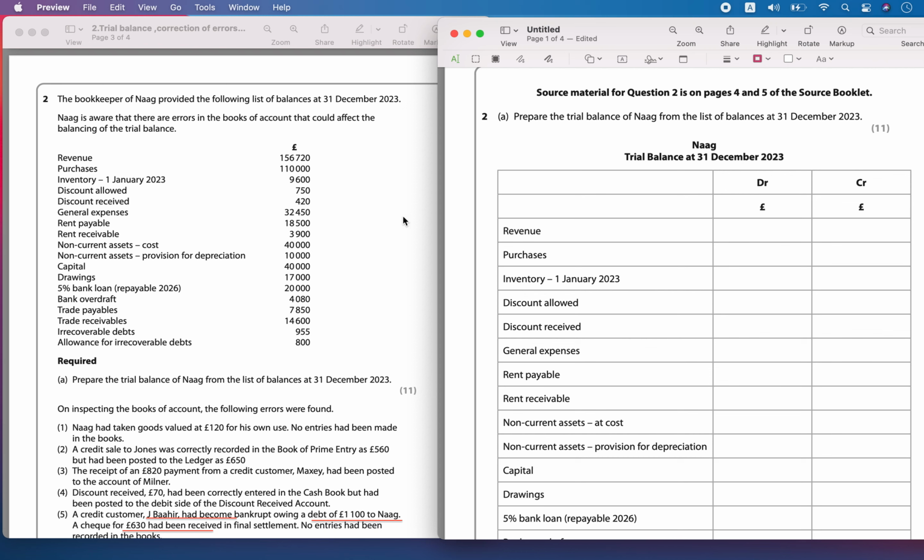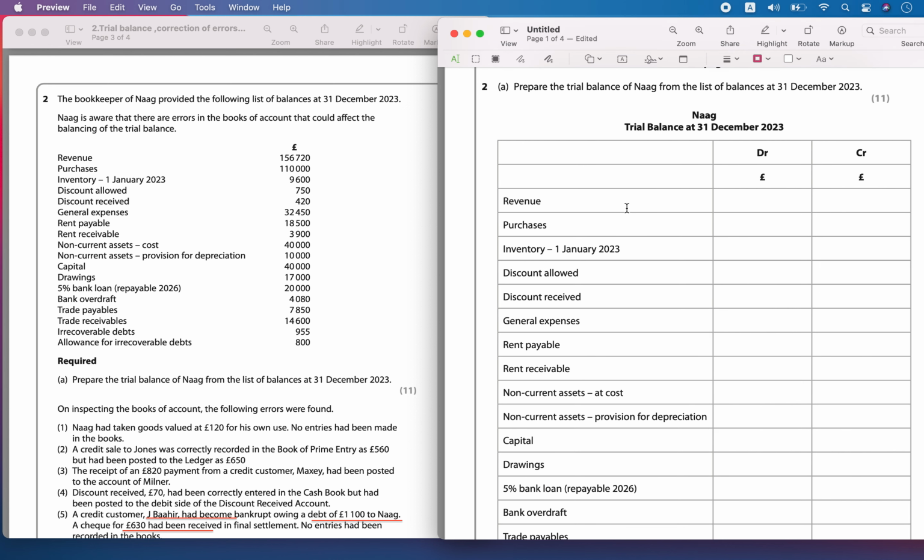Hello, today we are going to solve the problem of Jan 2024 question number 2. The bookkeeper of Naag provided the following list of balances at 31st December 2023. Naag is aware that there are errors in the books of accounts that could affect the balancing of the trial balance. So these are the book of account balances which is given. Okay, so we are supposed to prepare the trial balance at the end of December 31st, 2023.